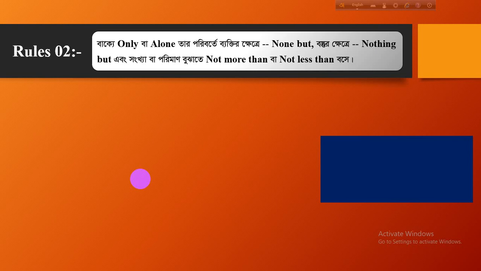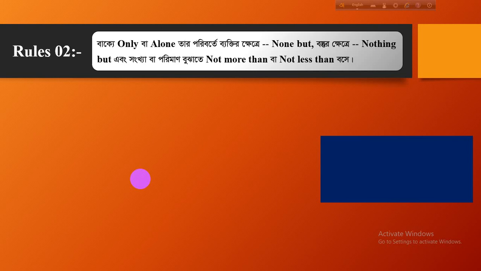So from this rule we come to know very easily that in a sentence, if there is only or alone, in place of only or alone, if it is a person, we can use none but. If it is a thing, we can use nothing but. And if it is a number or amount, we can use not more than or not less than.